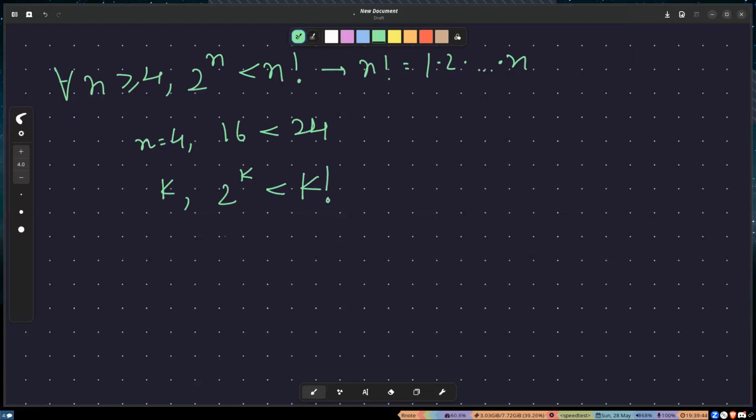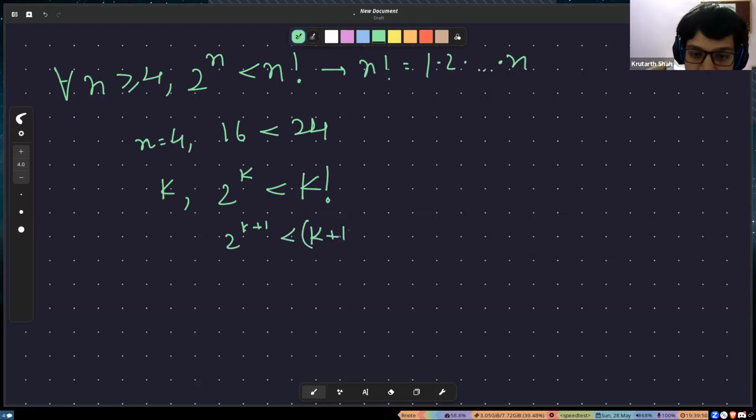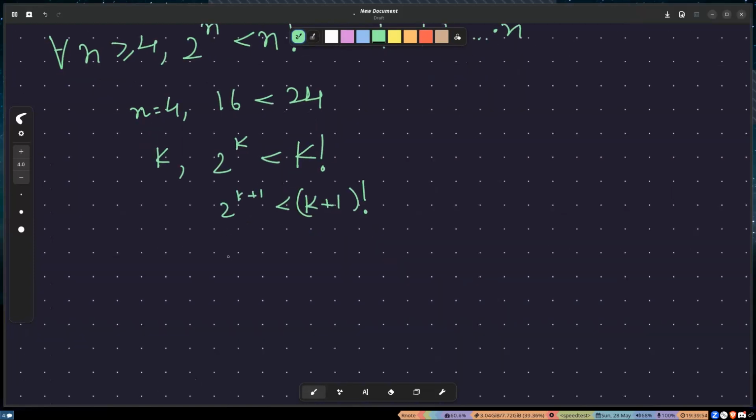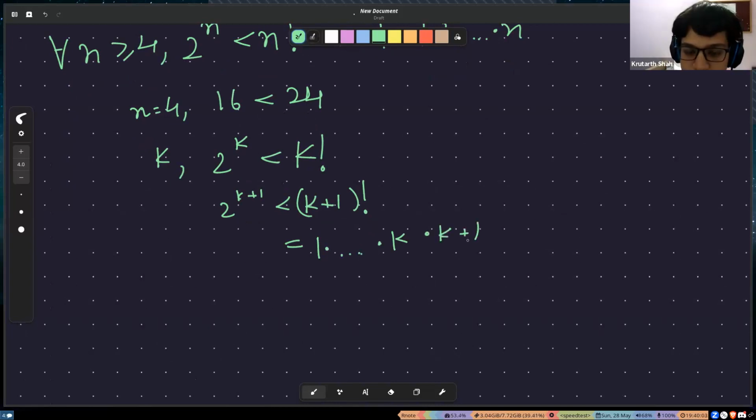We have to prove that 2 raised to the power k plus 1 is less than k plus 1 factorial. And let's elaborate the right hand side. Start from the right hand side. We have 1 into up till k into k plus 1. And for 1 up till k, we have 2 raised to the power k. So the right side is greater than 2 raised to the power of k.